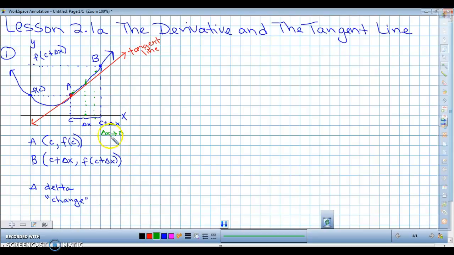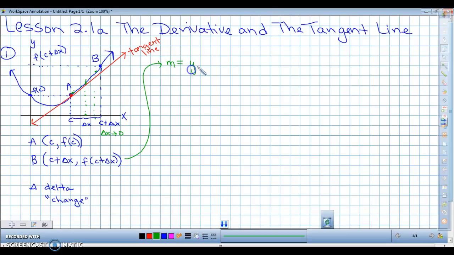So delta x actually starts approaching 0, delta x is going to be pretty much 0, and that is the only way that we could get that tangent line at that point right there. So what we're going to do is take these 2 ordered pairs right here, and figure out, well, what's the slope?